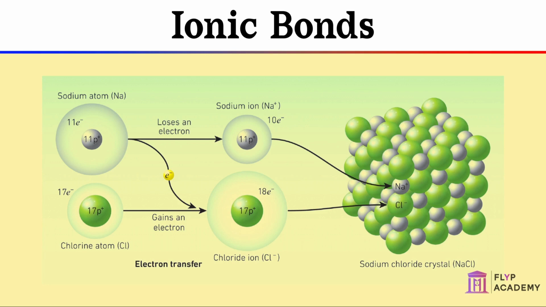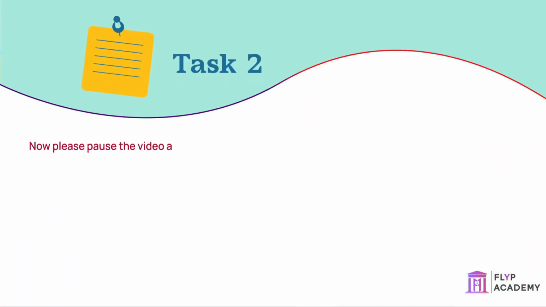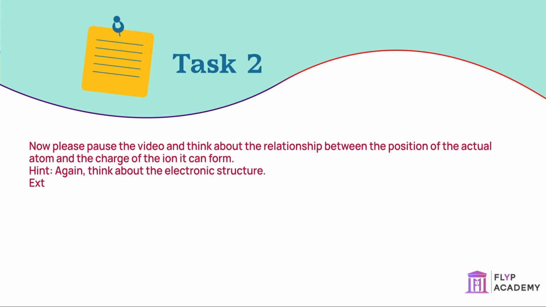ion is ammonium. Task. Now please pause the video and think about the relationship between the position of an atom and the charge of the ion it can form. Hint. Again, think about the electronic structure. Extension. What physical properties does ionic bonding have?